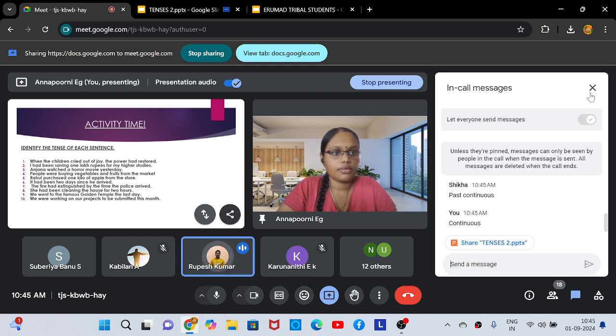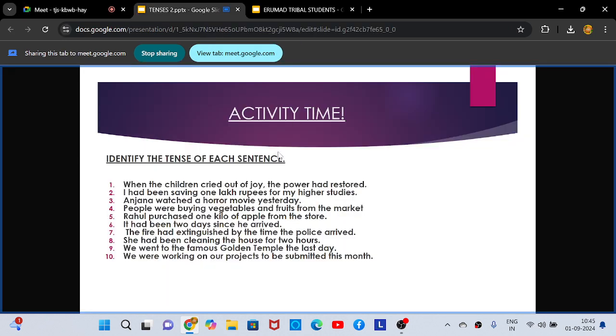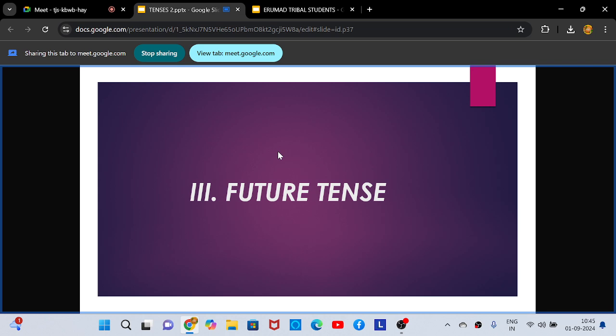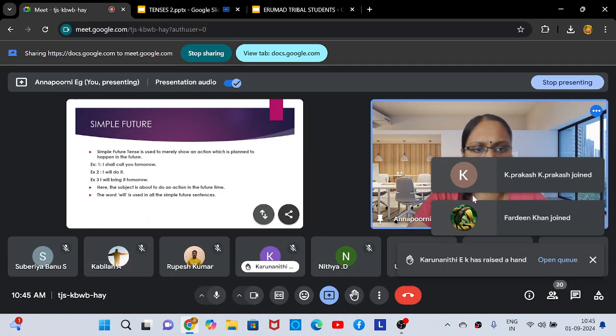Now moving to the new part, future tense. So today we will complete tenses. The first tense that we are going to study is simple future tense. As the name says, simple future is very simple to study.